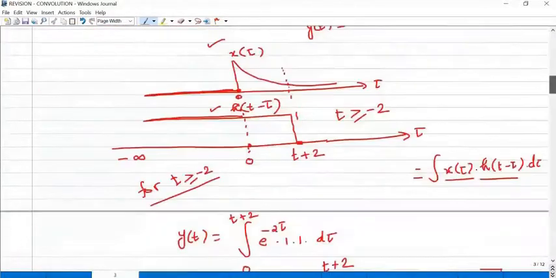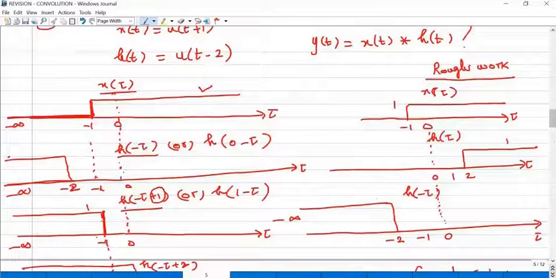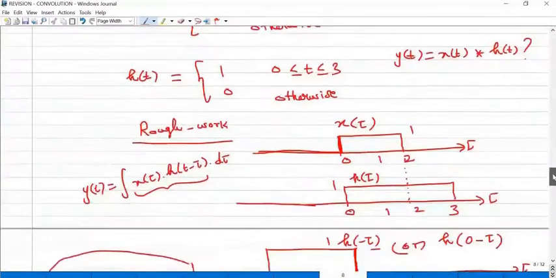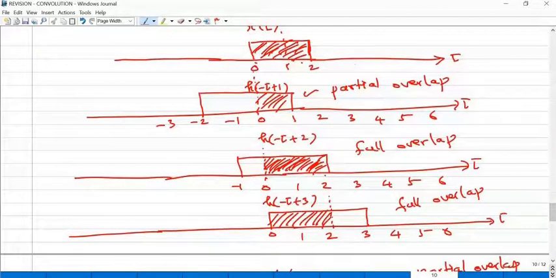Go back to the previous problem. If you shift the signal to the right side, anyway the signal will partially get overlapped. The second problem also has the same case. The signal partially will get overlapped with this. But in this third example, initially partial overlap, then full overlap. Any one signal completely overlapped with the other signal: either x of tau completely overlapped with h of t minus tau, or h of t minus tau will completely overlap with x of tau. That case is considered as one kind of integration solving.